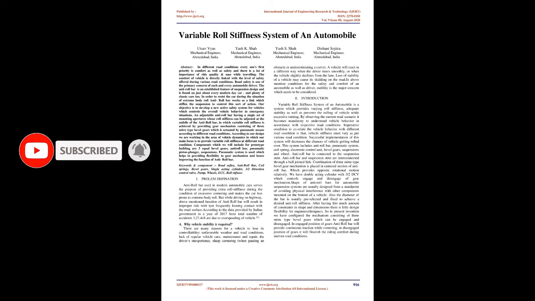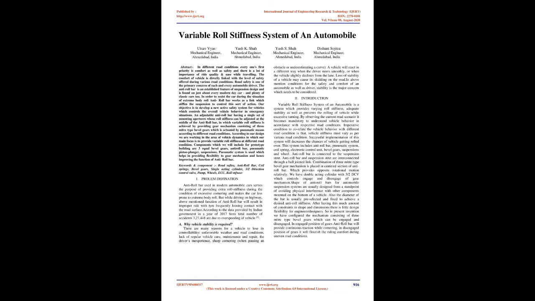Our objective is to develop a new active safety system for vehicles which controls the overall vehicle behavior in emergency situations. An adjustable anti-roll bar having a single set of mounting apertures, whose roll stiffness can be adjusted at the middle of the anti-roll bar, in which variable roll stiffness is achieved by providing a gear mechanism consisting of 3 mitre-type bevel gears, which is actuated by pneumatic means according to different road conditions.